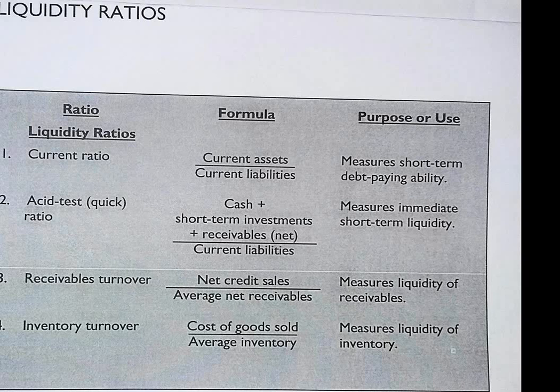This is the average. And for net credit sales, we have two types of sales: cash sales and credit sales. In this case we deduct the cash sales from sales, or sales minus cash sales gives you the net credit sales.